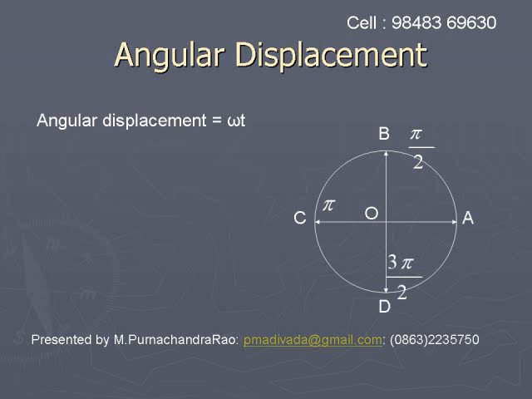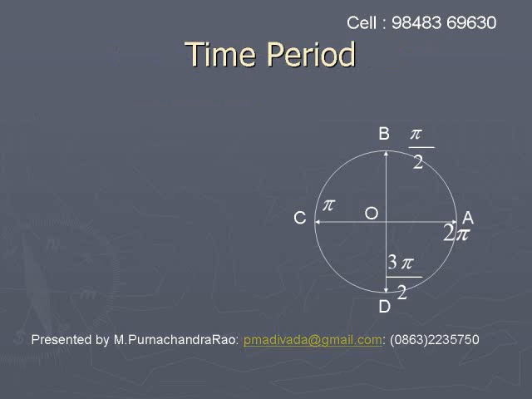When the particle comes to C, the angular displacement is pi. When the particle comes to D, the angular displacement is 3 pi by 2. When the particle returns to A, the angular displacement becomes 2 pi. Like this, the angular displacement will keep increasing.